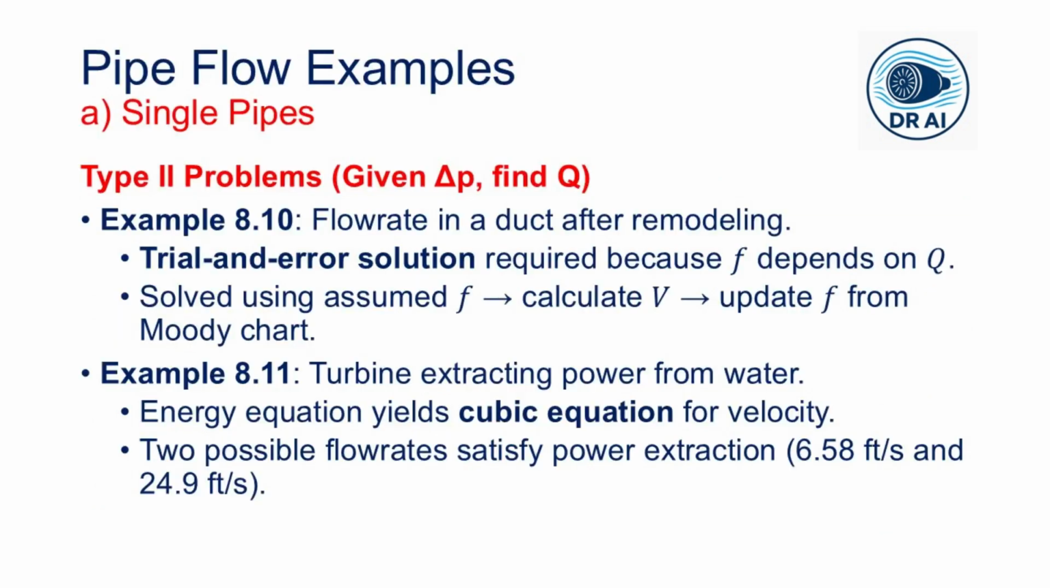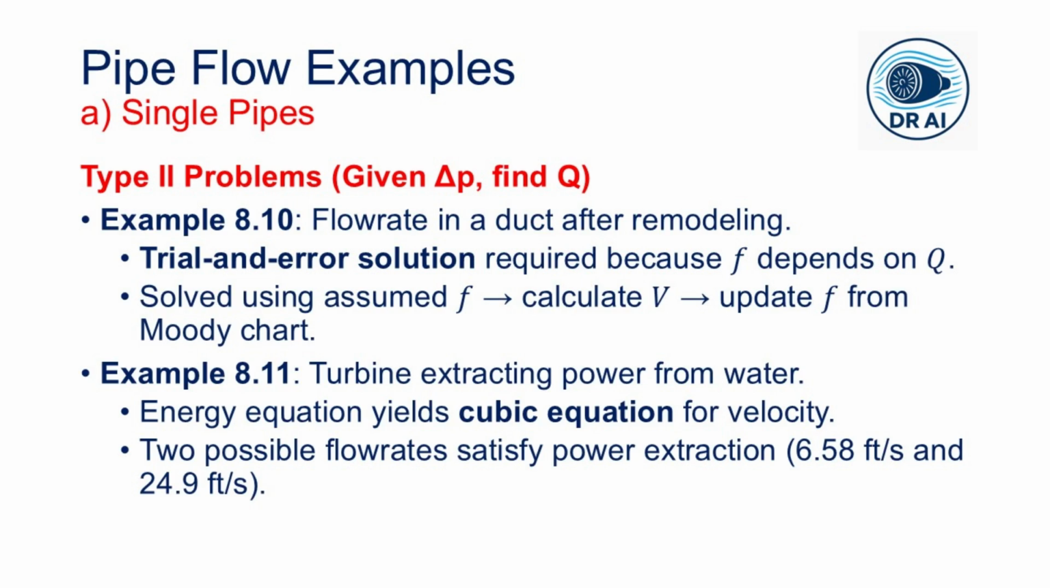Now, example 8.10 of the Munson book is closely related to this type of problem, where a fan provides a fixed amount of head to move the air through a ventilation system. The question is, after remodeling with a longer duct and more fittings, will the flow rate still be within the safe range of 6 to 12 cubic feet per second? So here is the challenge: to find the head loss.